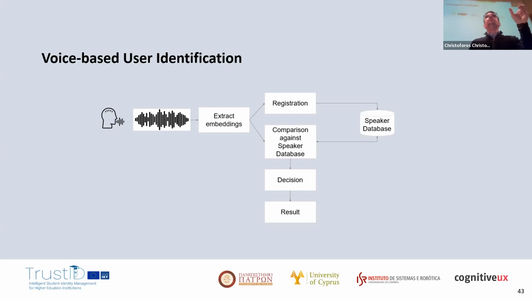These embeddings, you can think of them as arrays of numbers. And then when you register the voice initially, it goes to a speaker database. Then when you want to do comparisons, it will compare the new voice sample with this speaker database, take a decision and present a result. Again, it will give you a score from 0 to 1 with the predicted speaker identity.